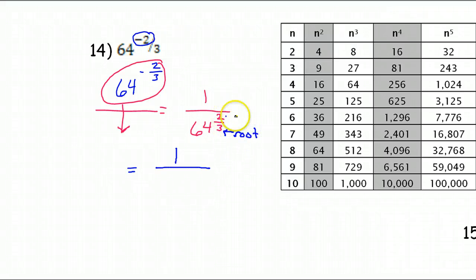Alright, cube root. This 2 is the power, second power. So the cube root of 64 is what I write first. Cube root of 64. And then I will do that to the second power because of the 2. Now the cube root of 64 is 4.